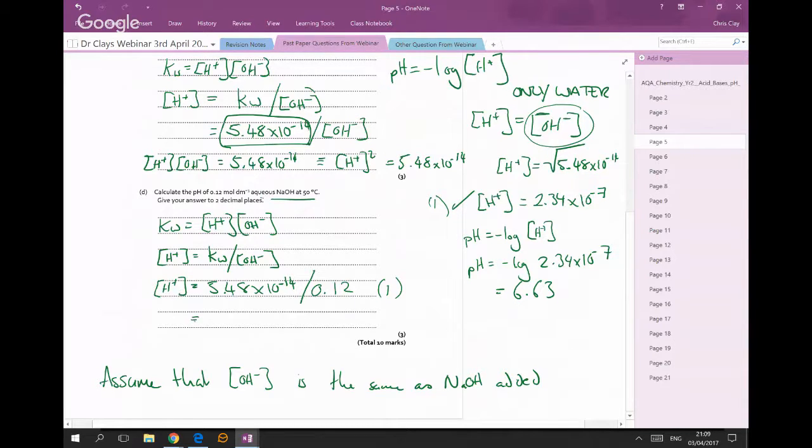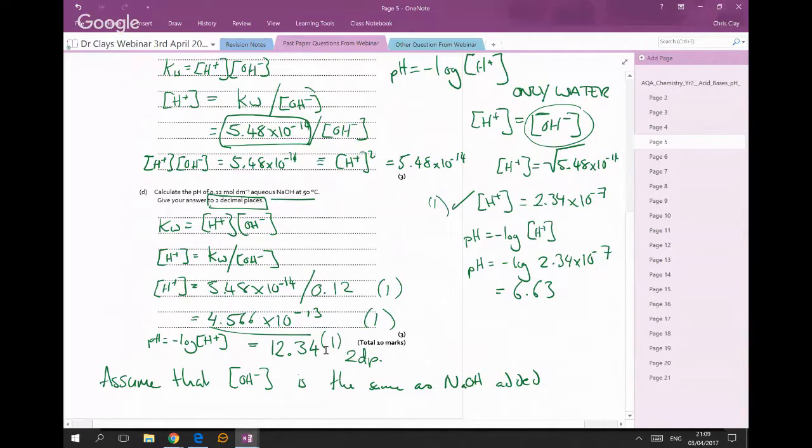That gives us a value of 4.566 times 10 to the minus 13. Again, one mark. And then pH equals the minus log of this. If you take the minus log of that value, we end up with 12.34. Remember, you're always asked for these to two decimal places. So 2dp for your pH. It's got to be 2dp, otherwise you're not going to get your mark.